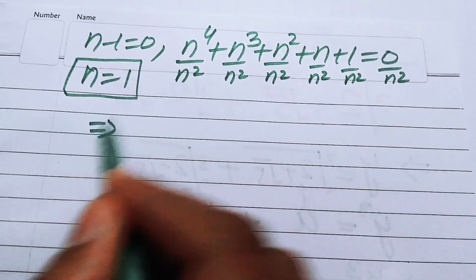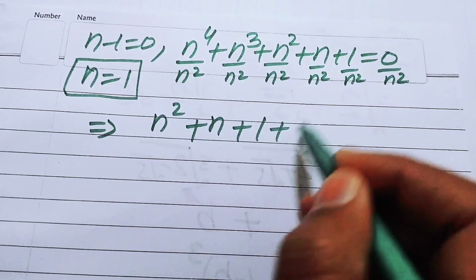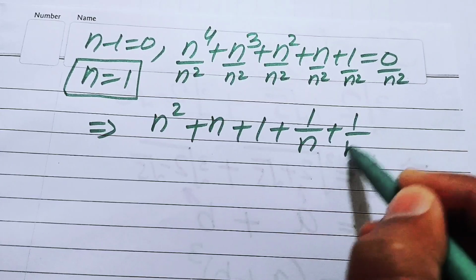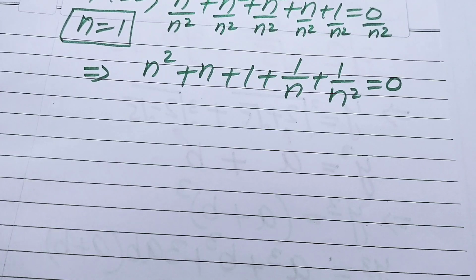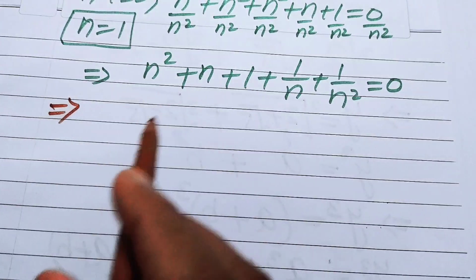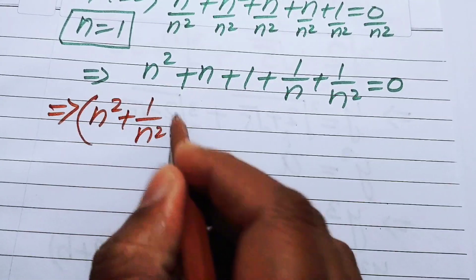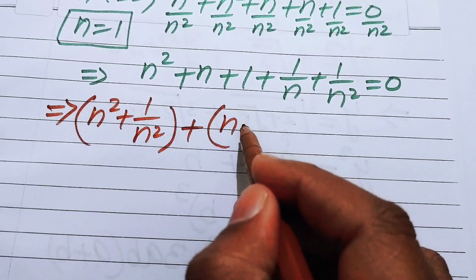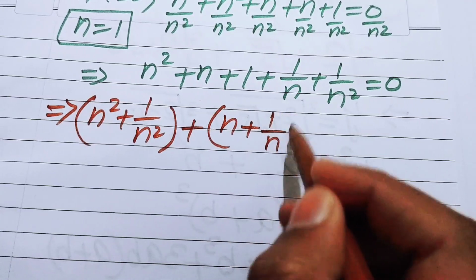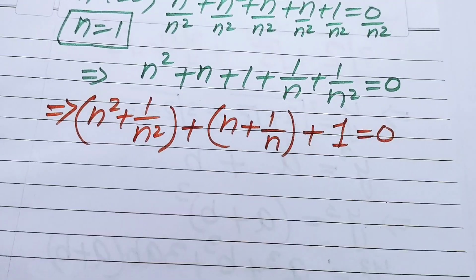So here you obtain n square, and here you get n plus 1 plus 1 over n plus 1 over n square, and this whole equals 0. So in the next step we make pairs in this equation, so that we rearrange this equation. And now we have n square plus 1 over n square. Here first we make the pair of square terms, after that we make the pair of terms whose power is 1, so we have n plus 1 over n. After that we have the remaining plus 1 equals 0.